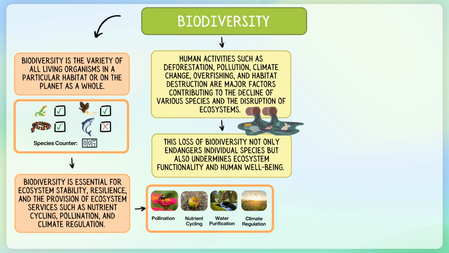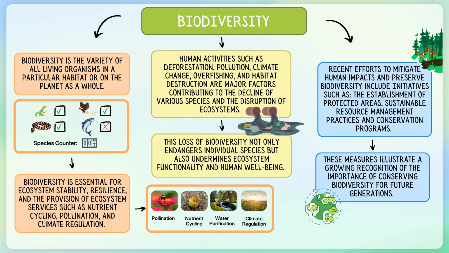Deforestation, pollution, climate change, overfishing, and habitat destruction were highlighted as major factors contributing to the decline of various species and the disruption of ecosystems. This loss of biodiversity not only endangers individual species, but also undermines ecosystem functionality and human well-being. In contrast, we also examined recent efforts to mitigate these impacts and preserve biodiversity. Initiatives such as the establishment of protected areas, sustainable resource management practices, and conservation programs were discussed. These measures illustrate a growing recognition of the importance of conserving biodiversity for future generations.